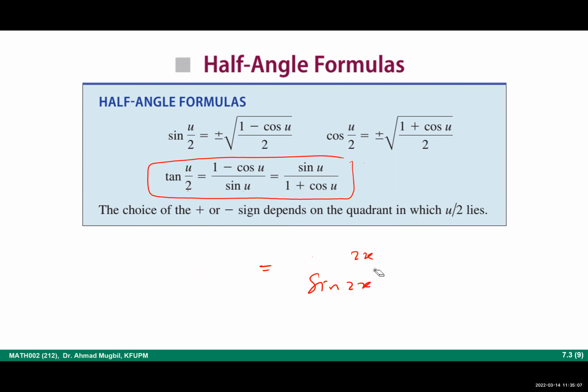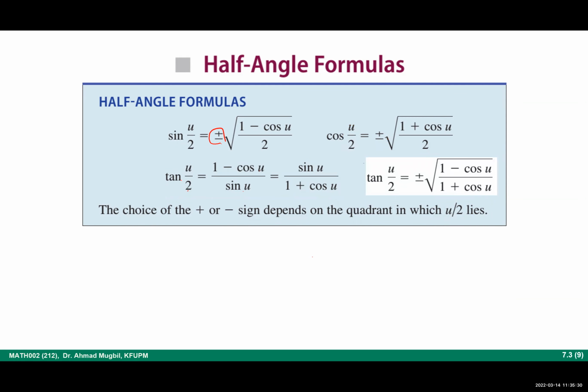Now, of course, this positive or negative here depends on what? The quadrant of what? Of u over 2, of the angle. In which quadrant is the angle u over 2? Let me show you.